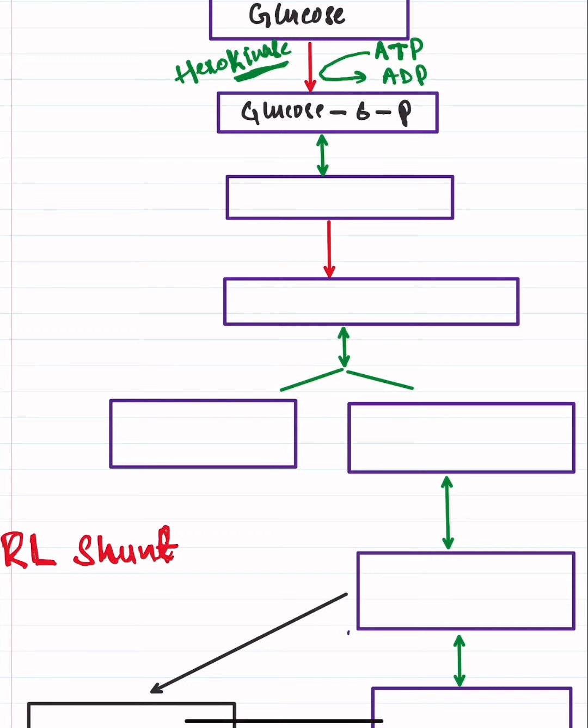Okay, so what will happen next? Glucose 6-phosphate will isomerize and it will change into fructose 6-phosphate. And what is the enzyme here? Of course, isomerase. So write the name of the enzyme here, isomerase.